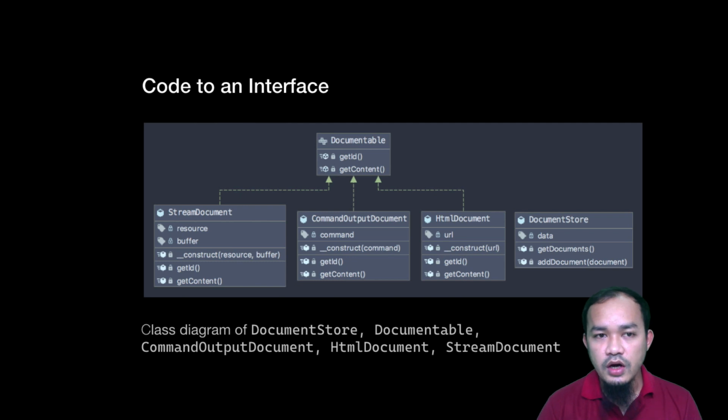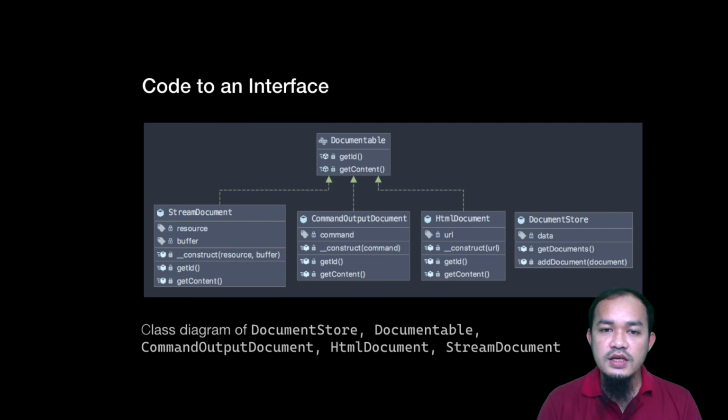If we do not use an interface, we have to write many lines of code, and the names will not follow the same standard. So if we declare an interface in the document table, we have two functions there, get ID and get content. Every class that implements the document table should also contain those functions, get ID and get content. This is the interface.